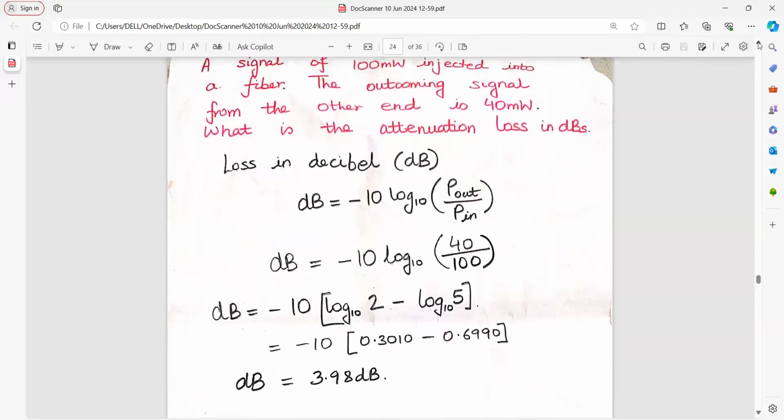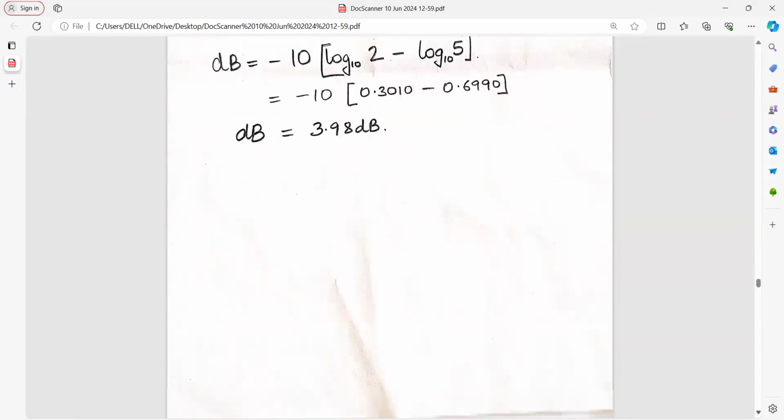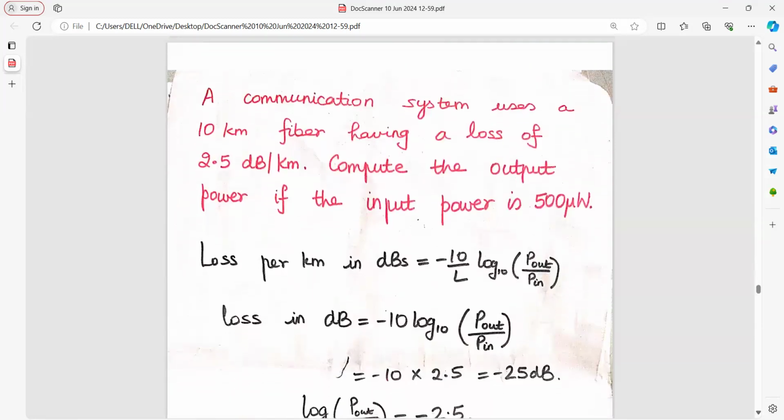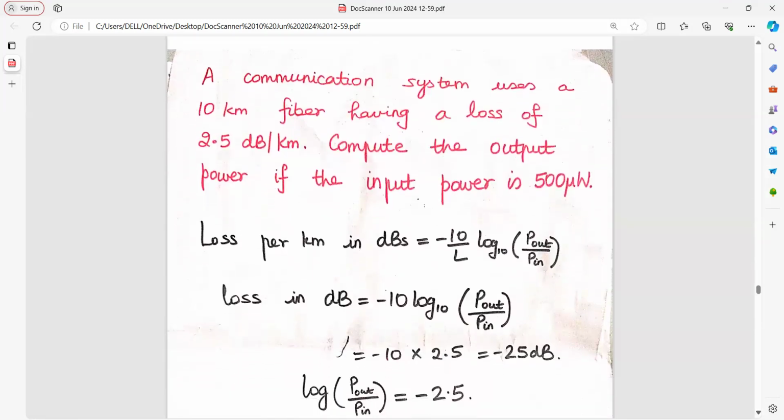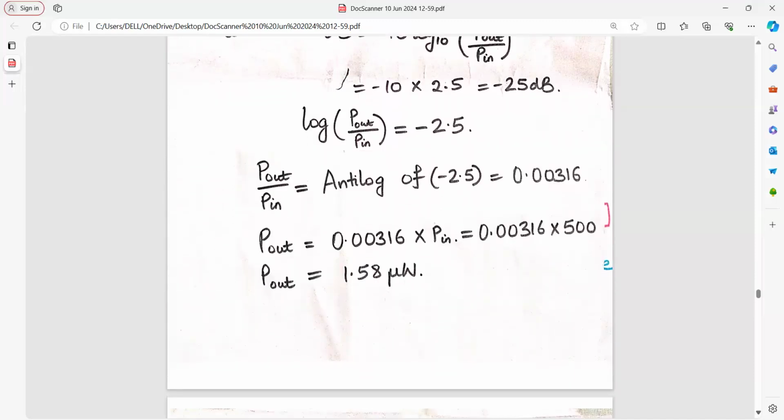Next numerical. A signal of 100 microwatt injected into a fiber. The outcoming signal from the other end is so much. What is the attenuation loss? Minus 10 log base 10 P output upon P in. You get your answer. A communication system uses a 10-kilometer fiber having a loss this much. Compute the output power if input power is this much. So loss per kilometer in decibels is minus 10 upon L log base 10 P output upon P input.